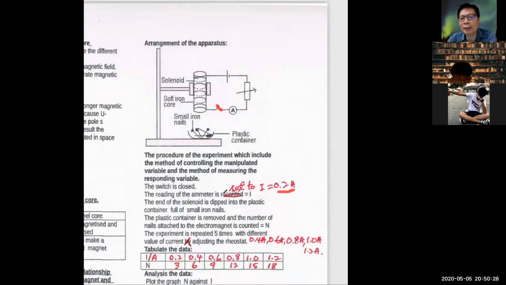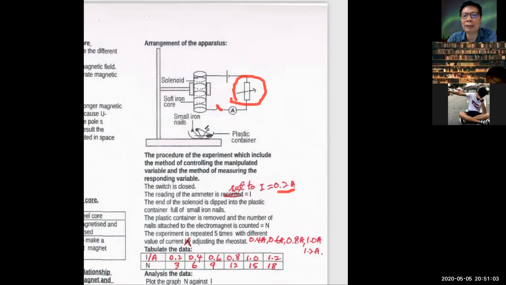The reading of the ammeter is set to 0.2 ampere. Not enough. You must write by adjusting the rheostat. The latest marking scheme, you have to write how. So I say it again. You should write: the reading of the ammeter is set to 0.2 ampere by adjusting the rheostat. You must say adjusting the rheostat. Adjust the rheostat to adjust the current to 0.2. Understand? Okay, now next.